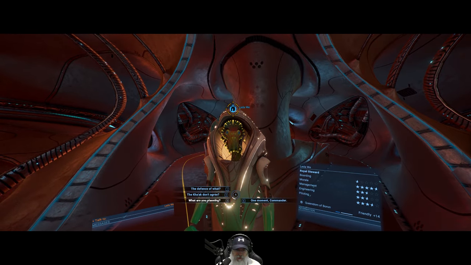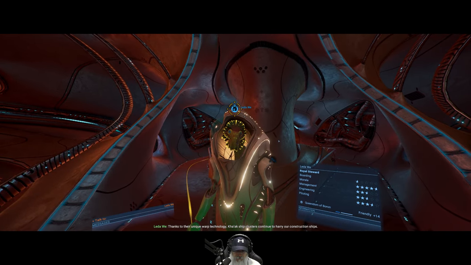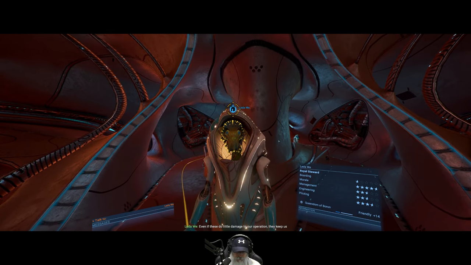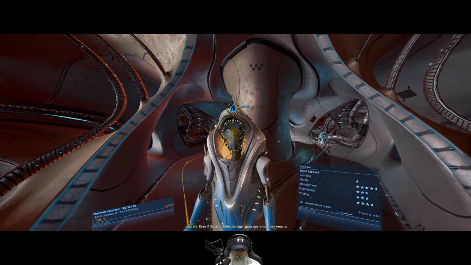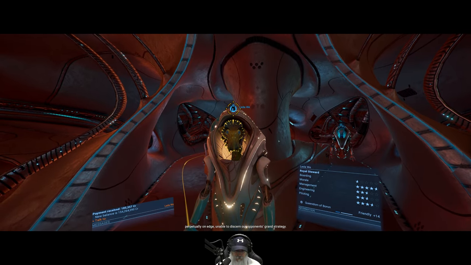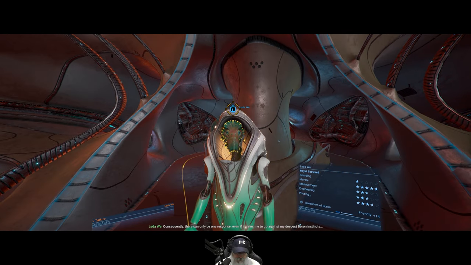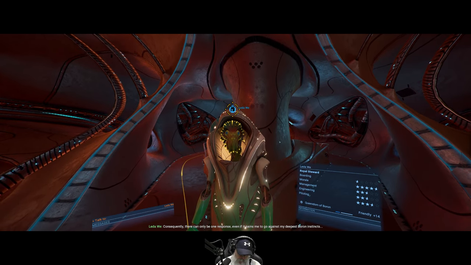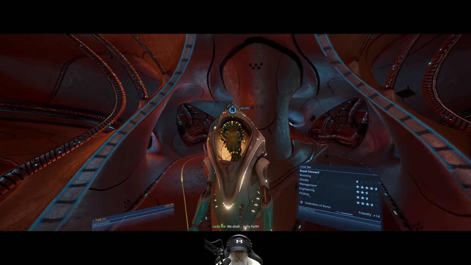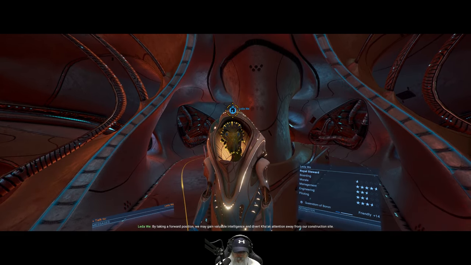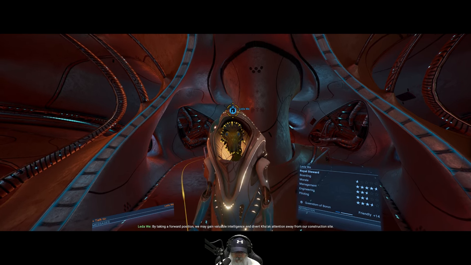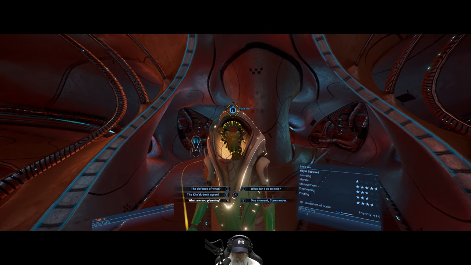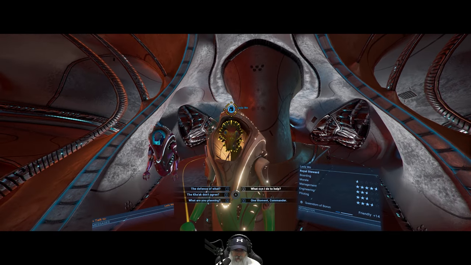So what are you planning? He already told me, but... Thanks to their unique warp technology, Ka'ak ship clusters continue to harry our construction ships. Even if these do little damage to our operation, they keep us perpetually on edge, unable to discern our opponent's grand strategy. Consequently, there can only be one response, even if it pains me to go against my deepest Boron instincts. We shall sally forth. By taking a forward position, we may gain valuable intelligence and divert Ka'ak attention away from our construction site. Okay. What can I do to help?